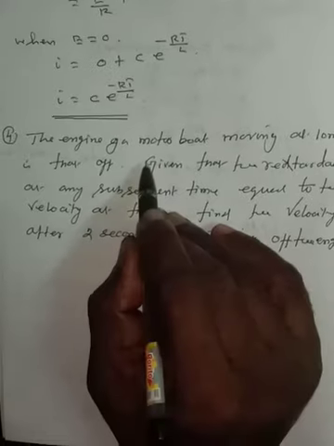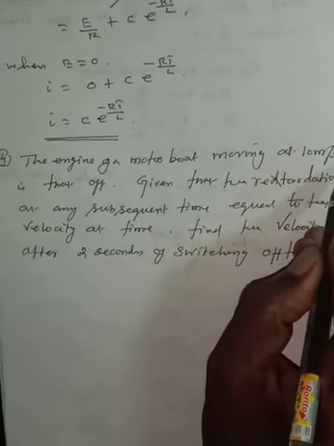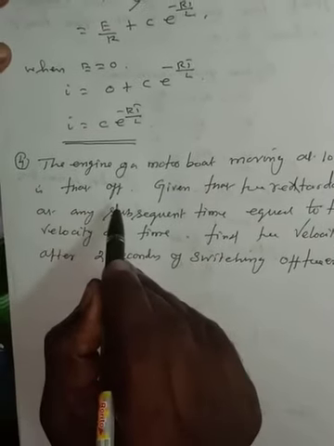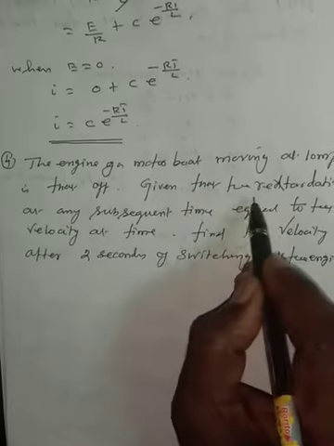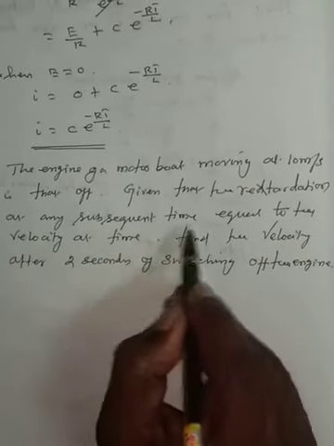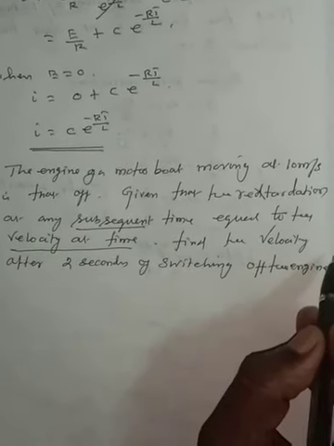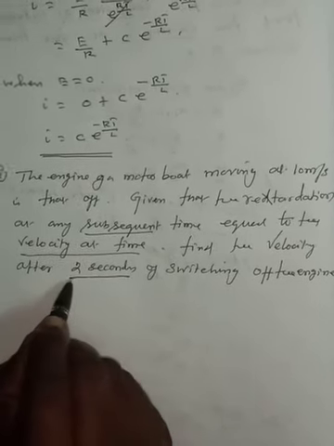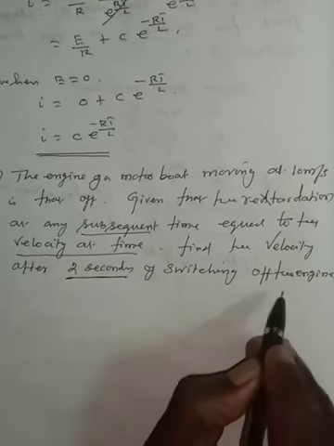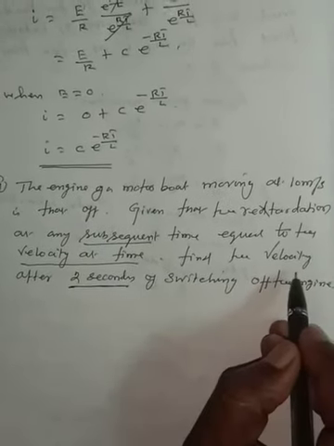Hence the result. The engine of a motor boat moving at 10 meter per second is switched off, given that the retardation at any subsequent time is equal to the velocity at that time. Find the velocity after 2 seconds of switching off the engine.